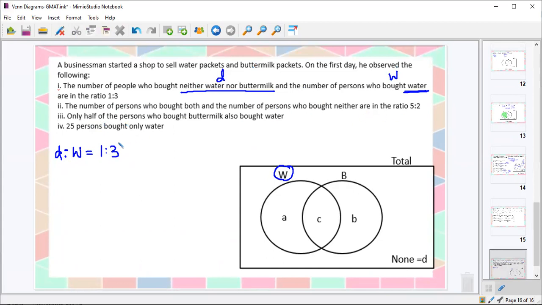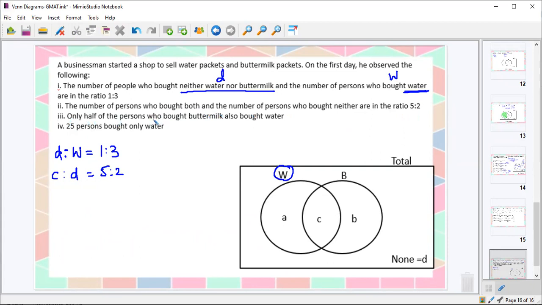Since you can see there are many ratios, so first let us write down all the ratios, then we will see what values we are going to put over here. The number of persons who bought both and the number of persons who bought neither are in the ratio 5 is to 2. So both means C, neither means D. This ratio is 5 is to 2.